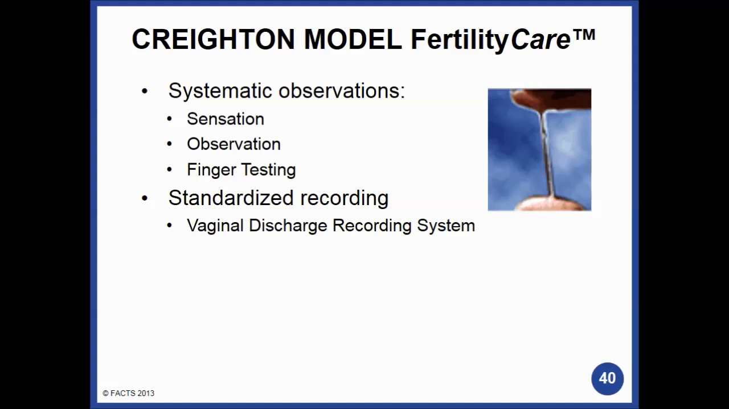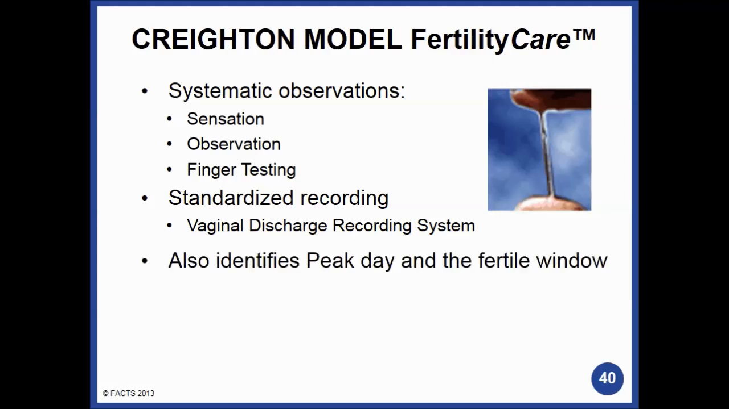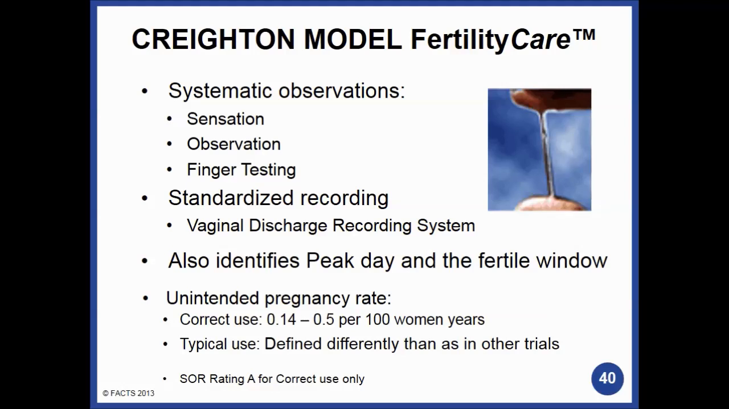The Creighton model also uses a standardized and universal vaginal discharge recording system, which is very helpful for the medical providers who do NaPro technology, because a chart can be very easily and objectively evaluated. For Creighton model, similar to Billings, the last day of the fertility is the peak day, which is the last day of anything that's clear, stretchy, or lubricative, also followed by that count of 3. With perfect use or correct use, also very effective, up to 0.5 pregnancies per 100 women years.